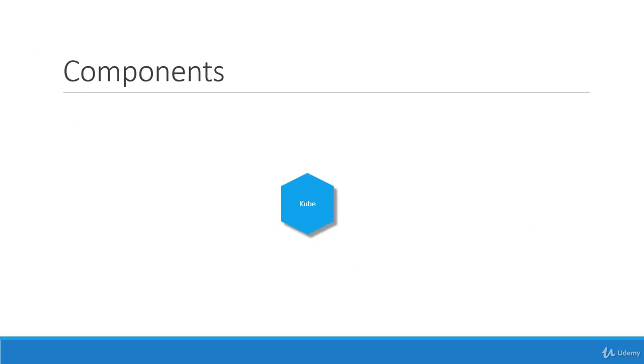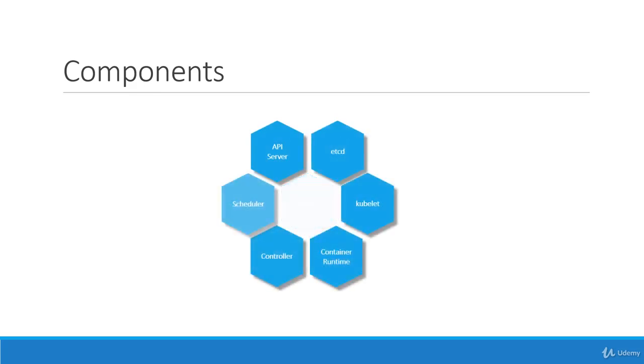When you install Kubernetes on a system, you're actually installing the following components: an API server, an etcd service, a kubelet service, a container runtime, controllers, and schedulers. The API server acts as the front end for Kubernetes. The users, management devices, command line interfaces all talk to the API server to interact with the Kubernetes cluster.